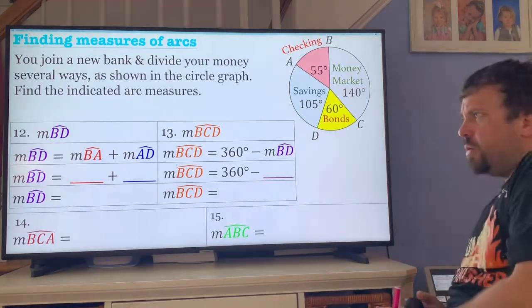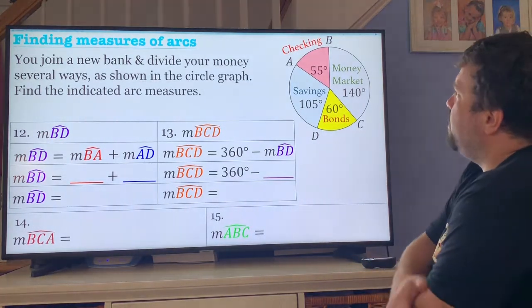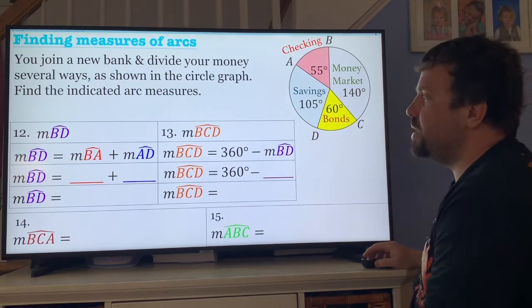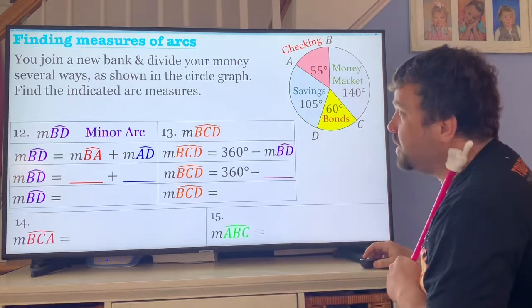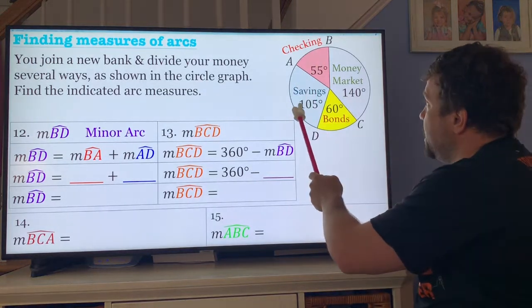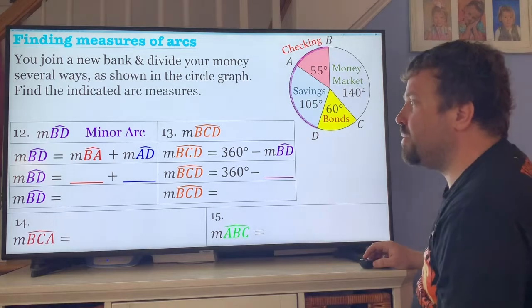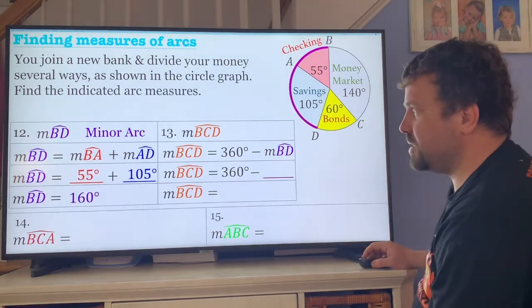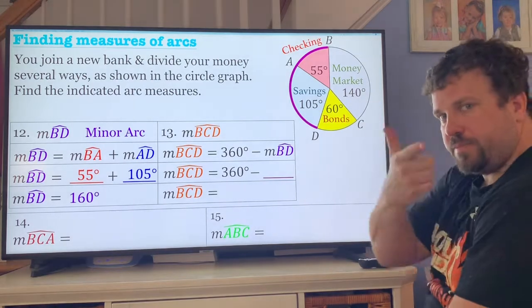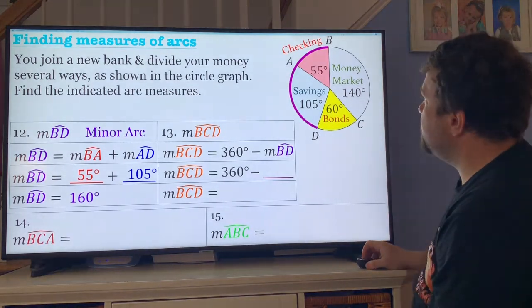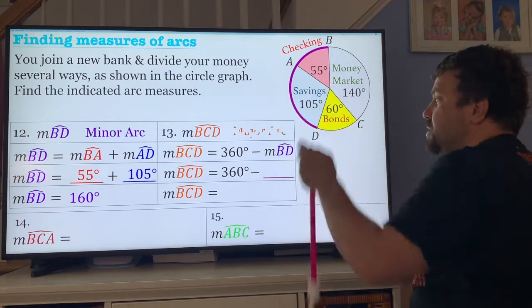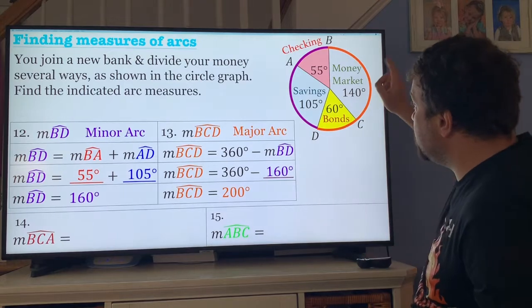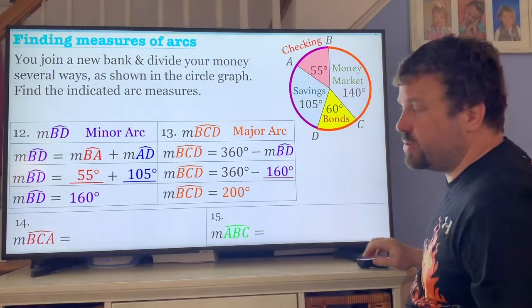So you want to know some interesting information. What's the measure of BD? We can either go long or short. BD, once again, is a minor arc we need. So we're going to add BA plus AD, the checking and the savings. When you add them together, you guys should add 55 plus 105 and get 160. Good. So find BCD. Go. Excellent. An easy way to do this is 360 minus the answer we just found, because the major arc, which is 200. You could also go 140 plus 60 and get 200 as well.